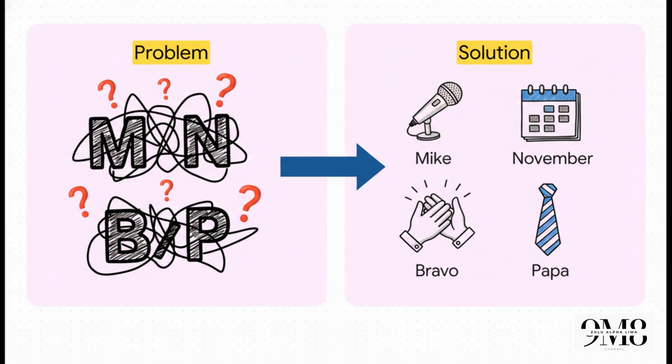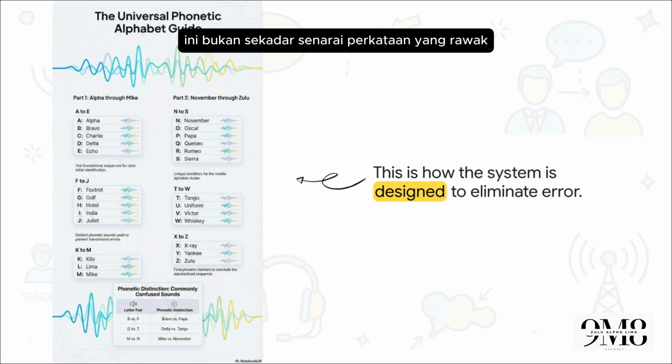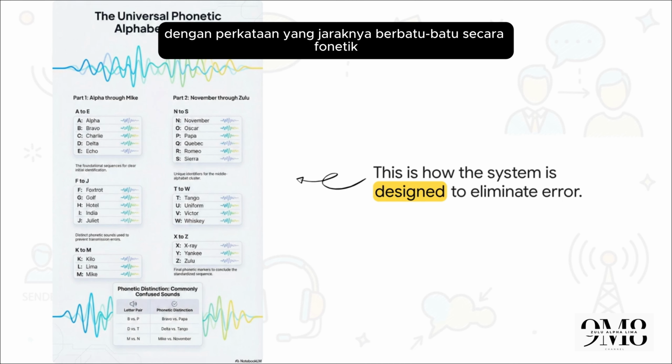It's brilliant. And this right here really shows you the core idea. This wasn't just some random list of words somebody came up with. No, this was an engineered solution. This table shows exactly how those tough letter pairs are intentionally split up by words that are phonetically miles apart. It's a system truly designed for accuracy.